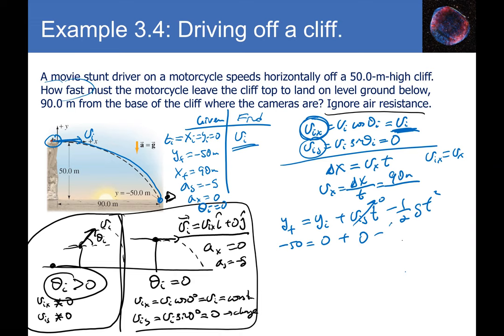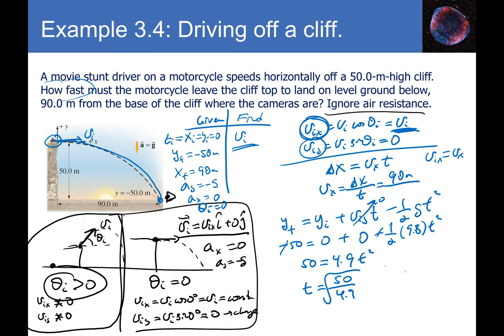Then it becomes negative 1/2 times 9.8 t squared. You can see, right? So I can cancel the negatives, and then 50 equals 1/2 times 9.8, and half of 9.8 is just 4.9, so 4.9 t squared. And it's easy from here. All I have to do is 50 over 4.9 and take the square root. Okay, so this is in meters per second squared. Plug in and calculate, and I should be able to find how long it takes. And that's going to be 3.19 seconds.